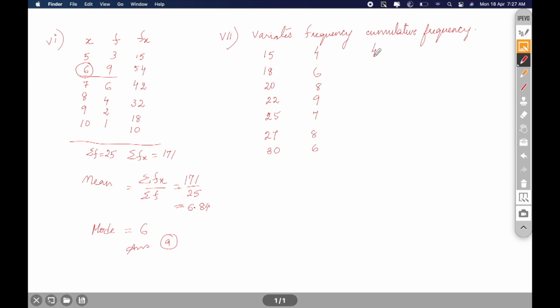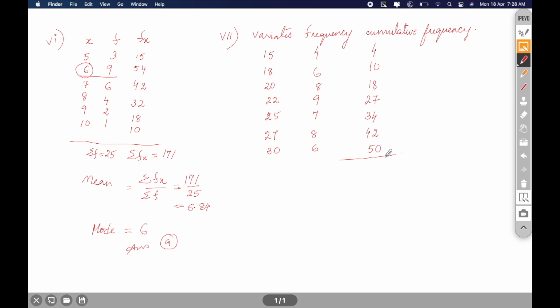The first frequency is 4. 4 added to 6 gives us 10. 10 added to 8 gives us 18. 18 added to 9 gives us 27. 27 added to 7, that is the next frequency, gives us 34. 34 added to 8 gives us 42. 42 added to 6 gives us 50, and 50 is the total frequency.